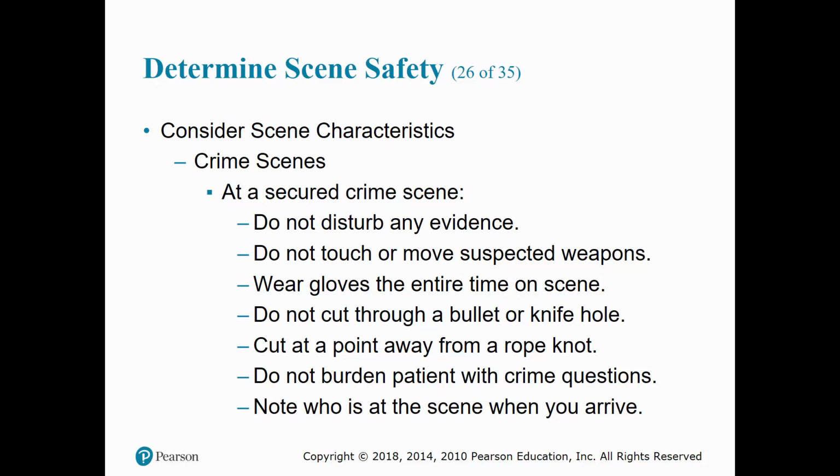If the patient was strangled or tied with a rope or other material, cut at a point away from the knot instead of untying it. The knot can be used as evidence and may help identify the perpetrator.